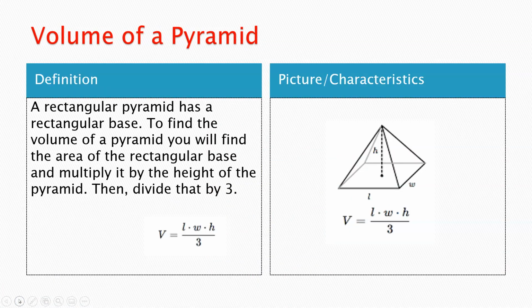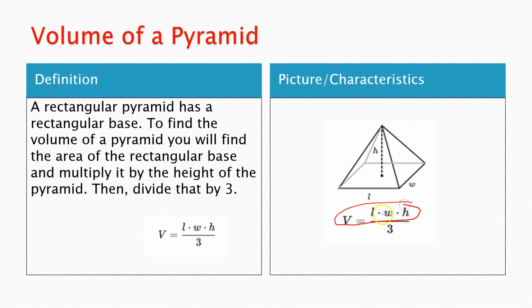So again, let me give you guys the actual formula here for volume of a pyramid. A rectangular pyramid has a rectangular base. To find the volume of a pyramid, you will find the area of the rectangular base, and multiply it by the height of the pyramid. Then divide by 3. So if we take a look at this formula, this kind of looks familiar.